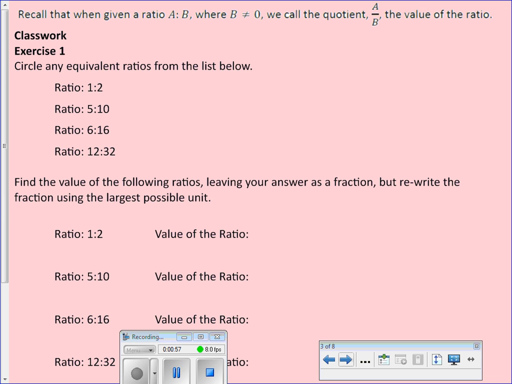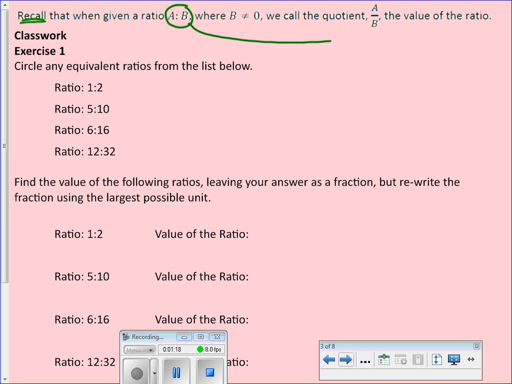So let's take a look in our notes. Now, we have a statement up here that says recall, which means remember. We talked about different ways to write a ratio. If we write a ratio A to B, we can also write that as a fraction. So a ratio of 1 to 2 can be written as 1/2. You know, from elementary school, there are 4 different ways to write a ratio: with a colon, with the word "to", or you can write it as a fraction.